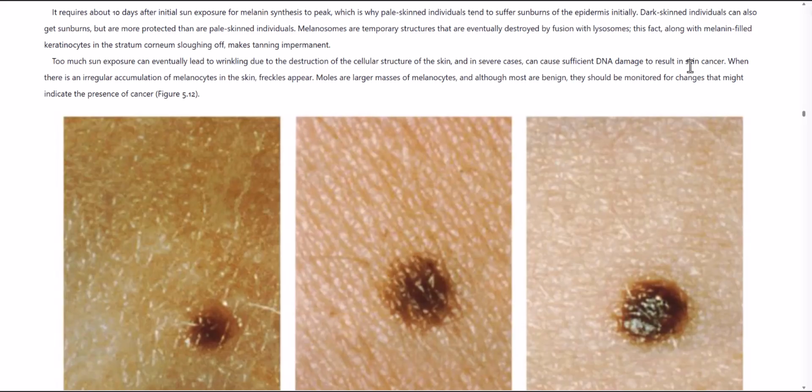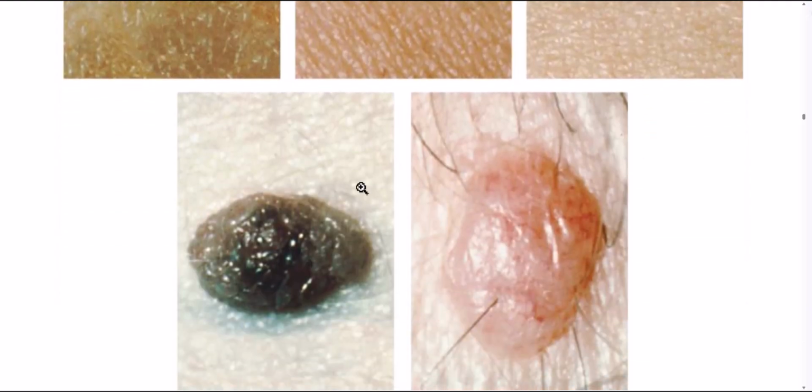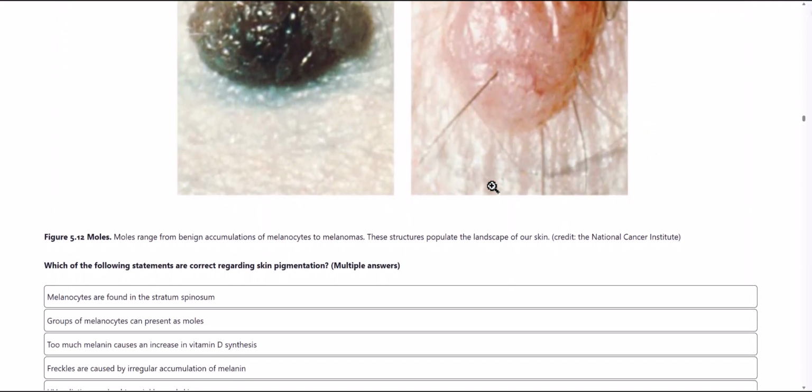But another thing we're going to see that might be of general interest to you is that freckles are basically an irregular accumulation of melanocytes. And moles, if you have moles on your body, moles are basically large masses of melanocytes. And while melanocytes and masses of melanocytes like moles are usually just benign, slow-growing groups of cells, those moles can, with additional UV radiation, become cancerous and become a dangerous sort of cancer. So we'll look at moles here a little bit later at the end of this chapter.